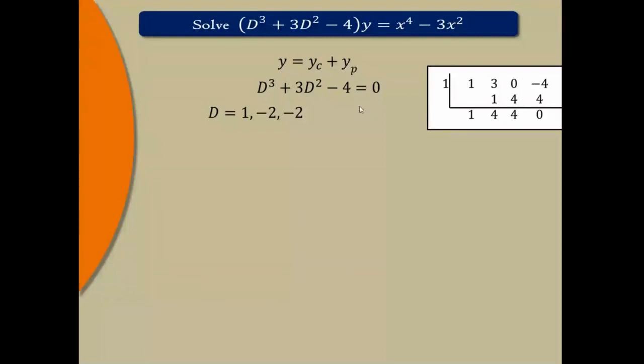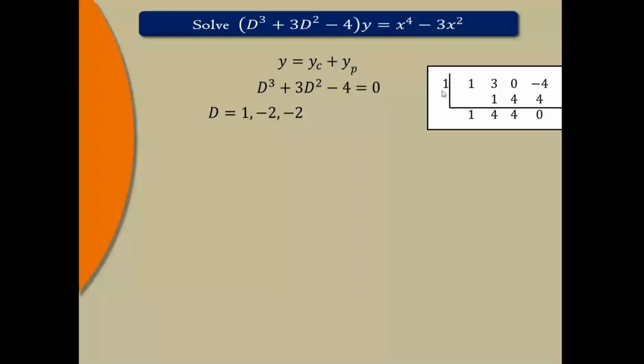Then by trial and error, try to find a value of D for which this equation becomes 0. Now how to do trial and error? We have to check it for +1, -1, +2, -2, +3, -3, like that, and check for any value of D which satisfies this equation. So if you check it for 1, then what happens? 1 cubed plus 3 into 1 squared minus 4. 1 plus 3 minus 4 gives us 0. So 1 is one of the roots. So write down that root over here. This is the value which satisfies this equation, and we get this value by using trial and error.